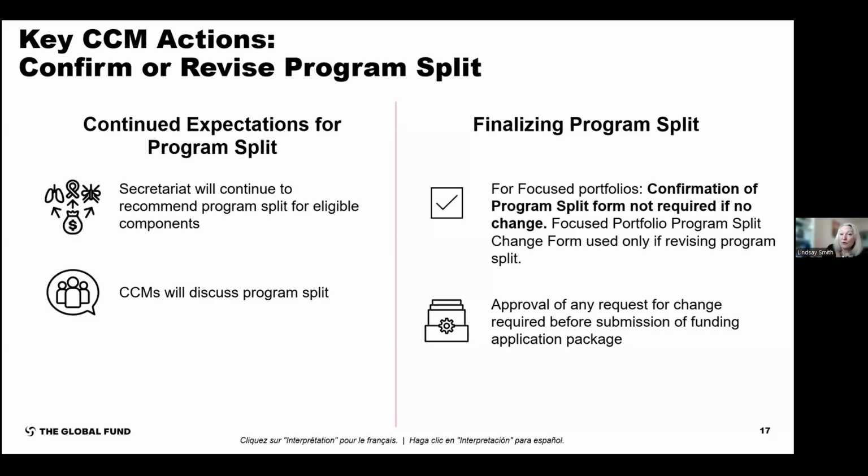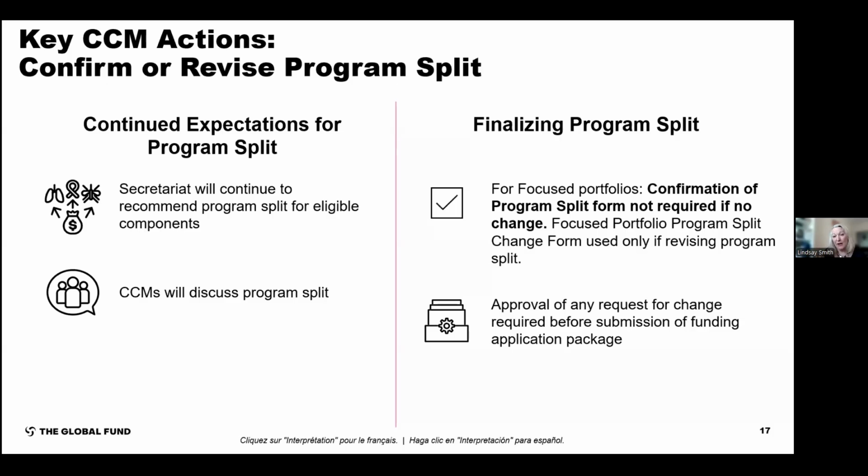If a focused portfolio CCM has only one component, they are not required to make a decision on program split because there is no need to move funds. If, however, your CCM has been given an allocation for 2 or more disease components, then you need to decide whether or not you confirm or would request a change to that program split. If you confirm the program split as communicated to you by the Global Fund, you do not need to complete the form. You can just inform your CT counterpart that you accept the program split as is.